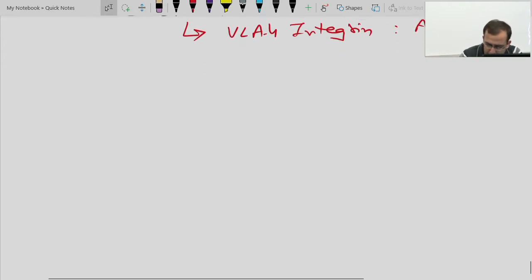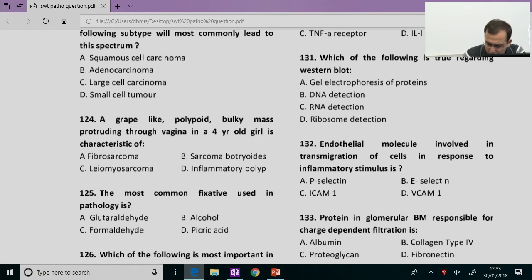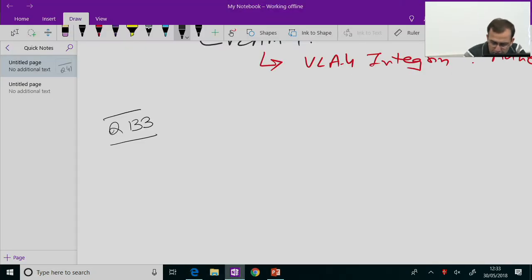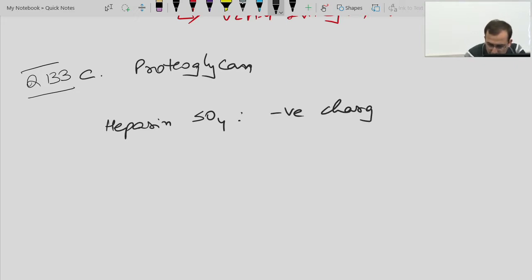This gets us to the next question, that is question number 133. Protein in GBM responsible for charge dependent filtration. Which protein in the GBM gives a negative charge to the GBM? Heparan sulfate, and heparan sulfate is a proteoglycan. So the answer is C, that is proteoglycan. You very well know this. It gives a negative charge to the GBM.